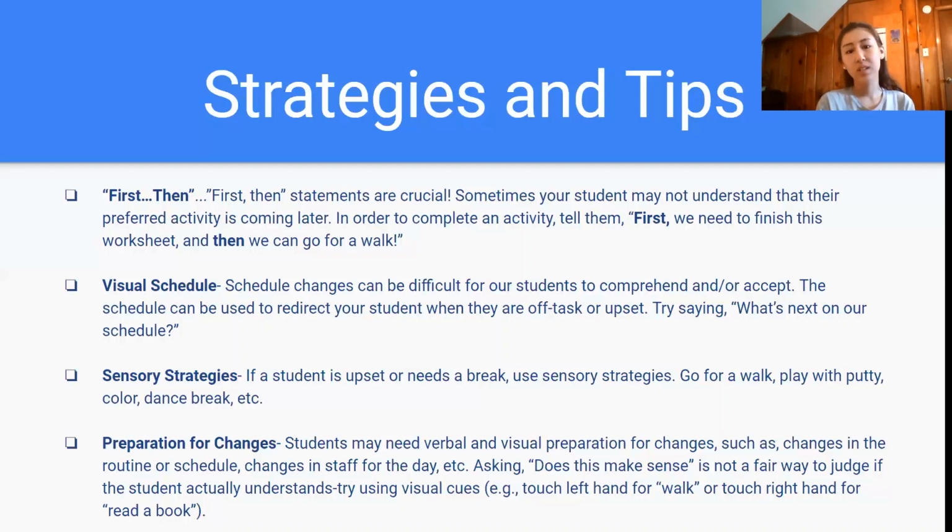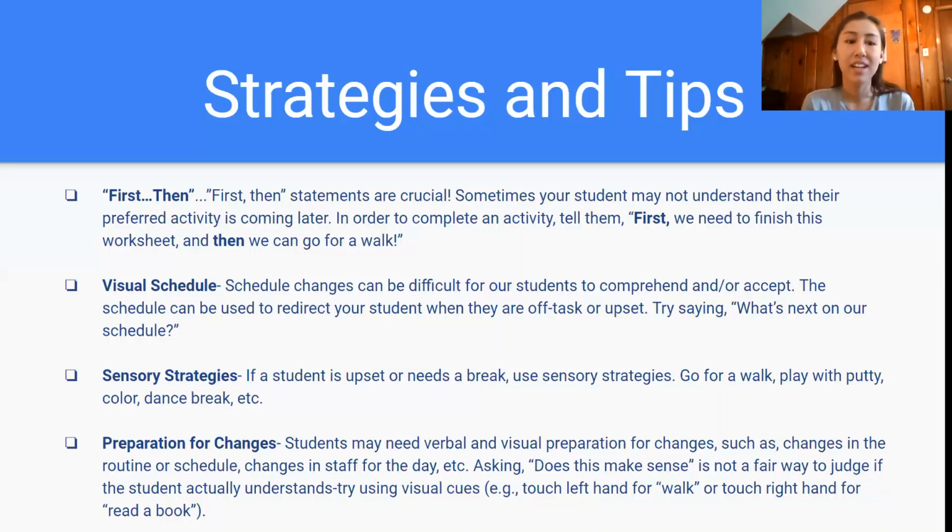Next are sensory strategies. If a student is upset or needs a break, you can use these strategies, which include going for a walk, playing with some putty, coloring, having a dance break, moving their body in some sort of way and stimulating their senses. Any of them is a great way to calm down students, sometimes even help students focus better. There are some students who do table time much better if they have something in their hand to squeeze or fiddle with while they're working.